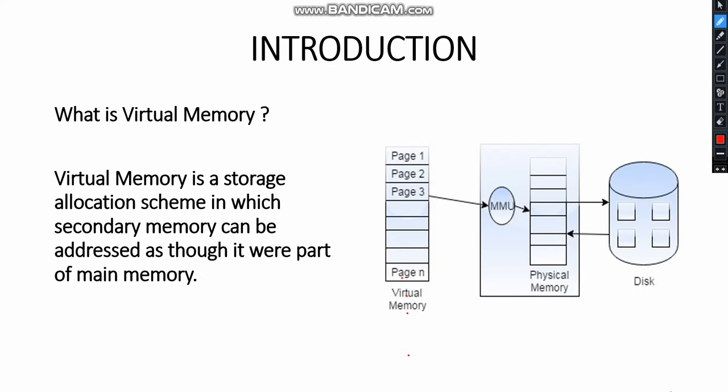Introduction, which is the virtual memory, which I am going to explain. My name is Rohan Sarkar. Virtual memory is a storage allocation scheme in which secondary memory can be addressed as though it were a part of main memory, which basically means that virtual memory is used to give programmers the illusion that they have a very large amount of memory, even though the computer has a small memory.